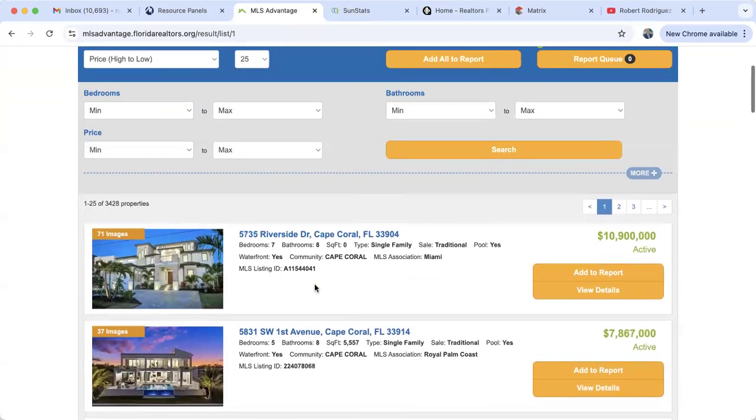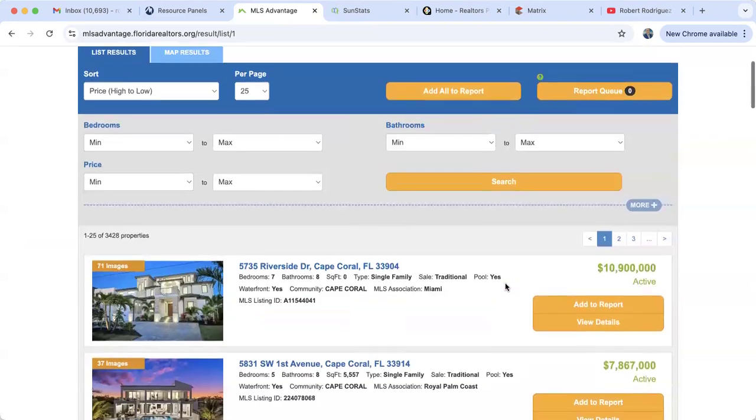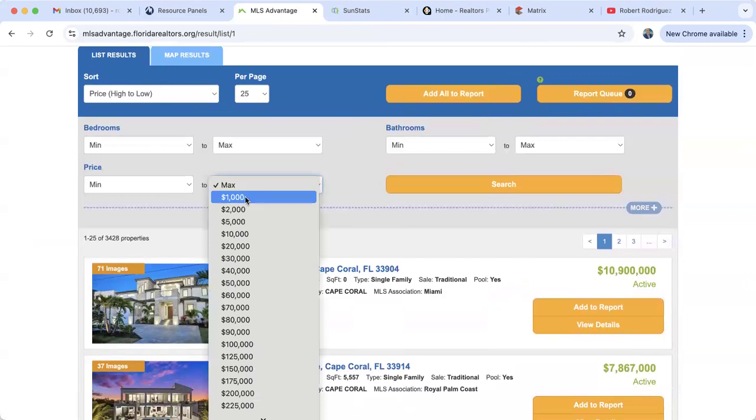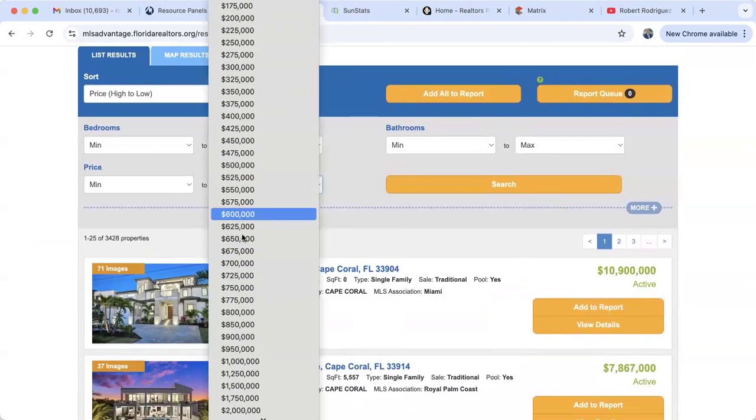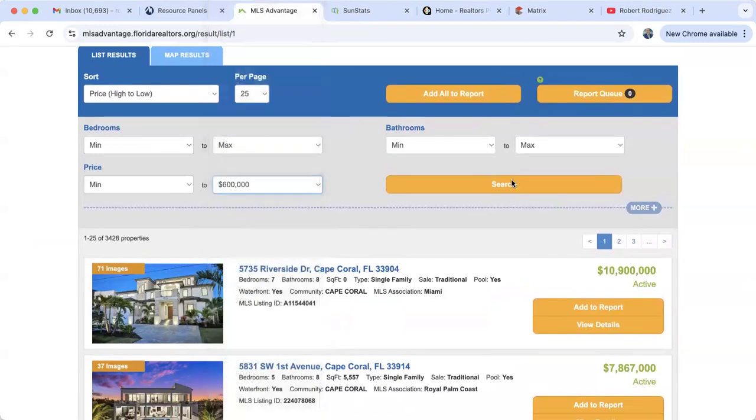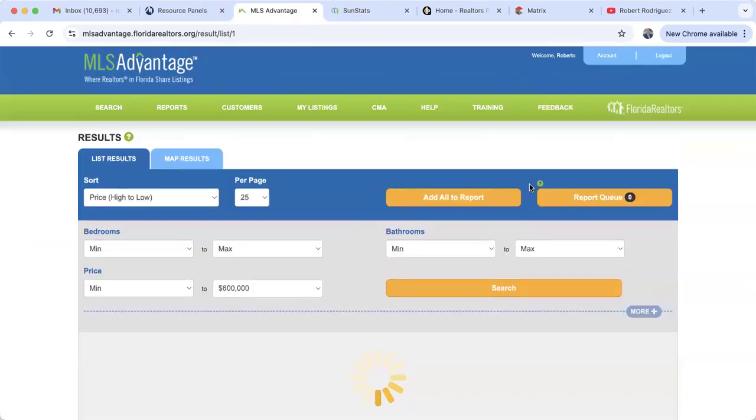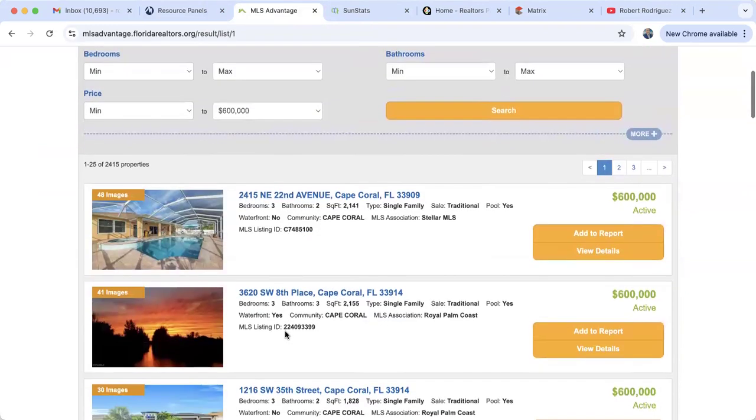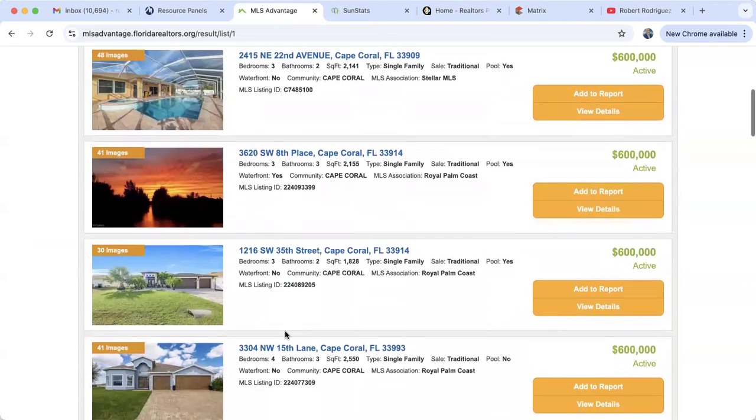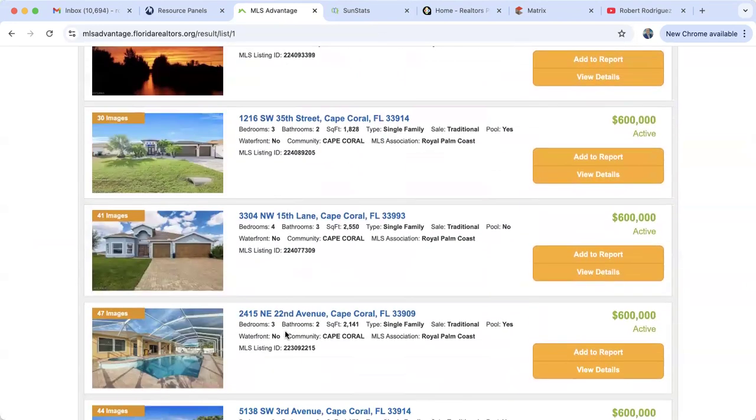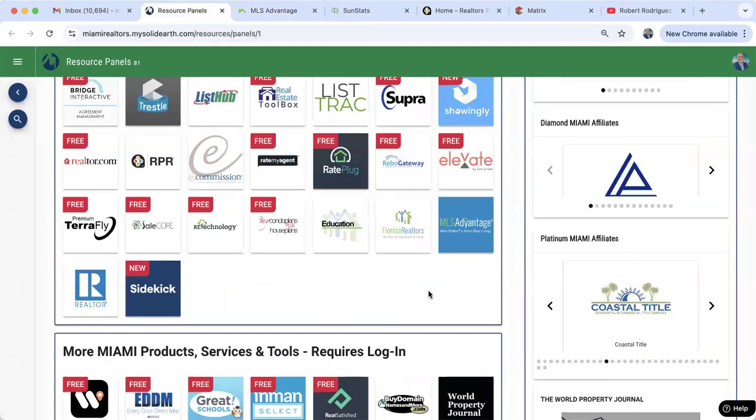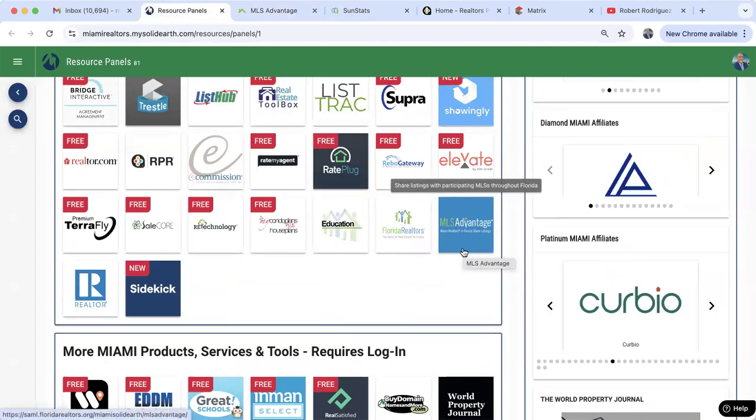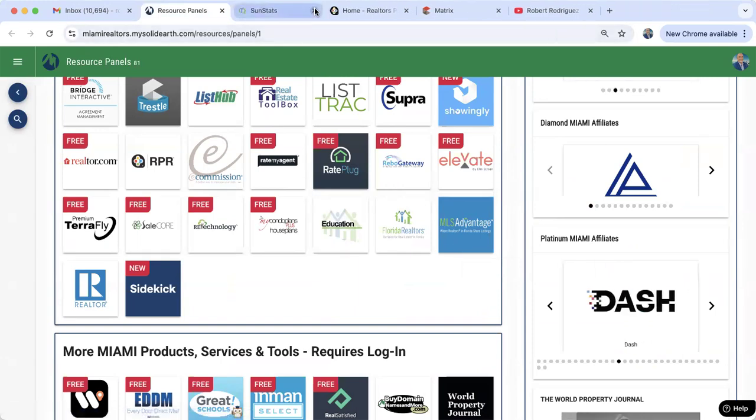Okay, of course, you want to enter criteria so you don't get these $10 million sales. If you're looking for something more modest, then you want to enter a price range. So let's say price range max of say $600,000. Search, and you're going to get your Cape Coral homes up to $600,000. So you do have a statewide MLS. That would be MLS Advantage, and that's going to be right here. All right, let's go ahead and close that out.